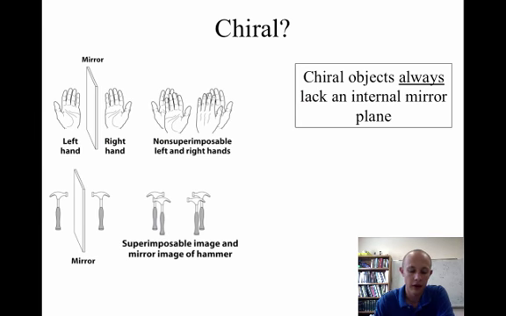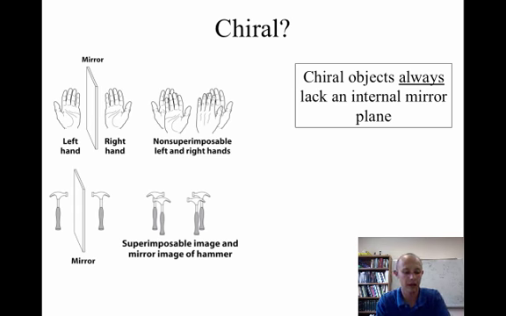Okay, another thing about chiral compounds, or chiral objects, is that they lack an internal mirror plane. The word chiral is derived from the Greek word for hand. Notice that your two hands are mirror images of one another, but we can't superimpose them on one another. The reason is because you have no internal mirror plane in your hand.